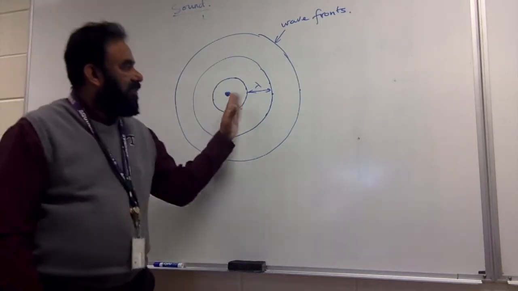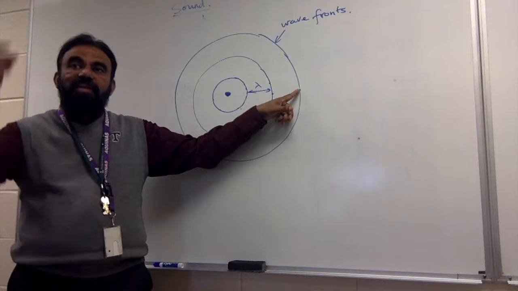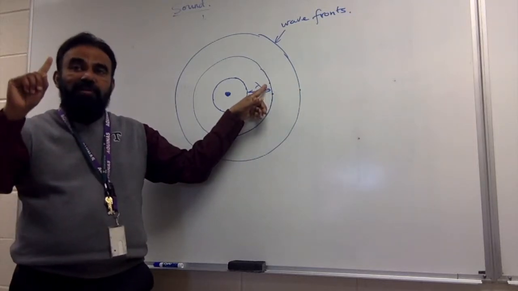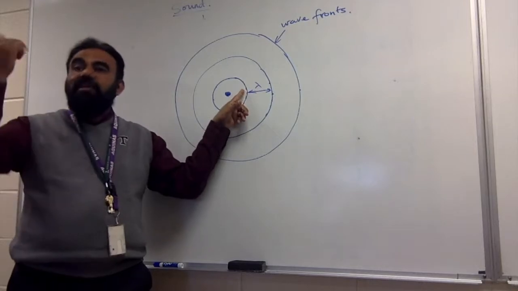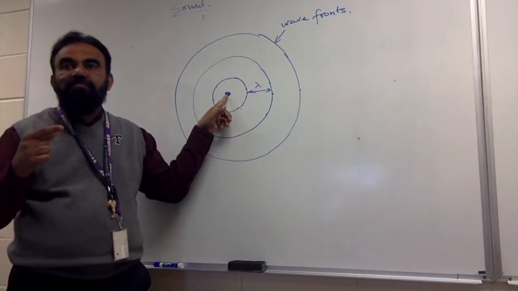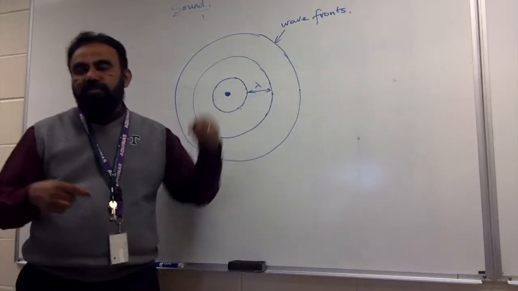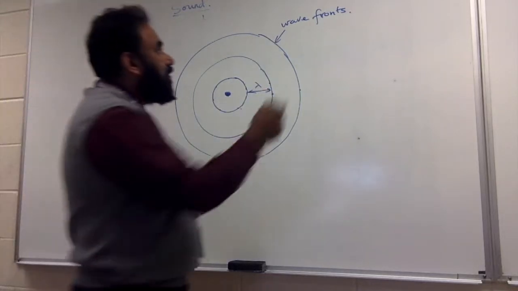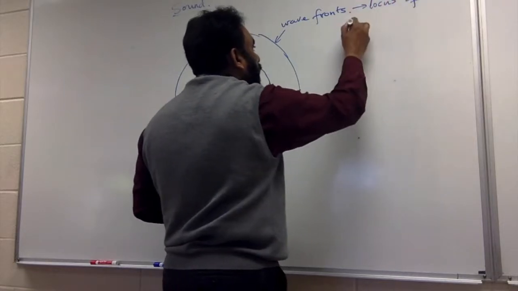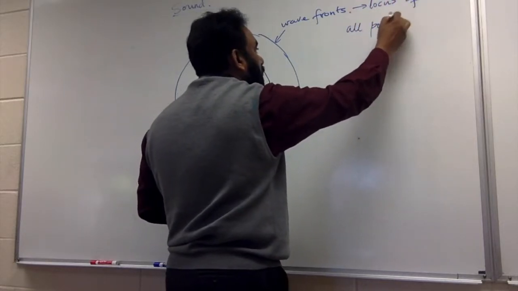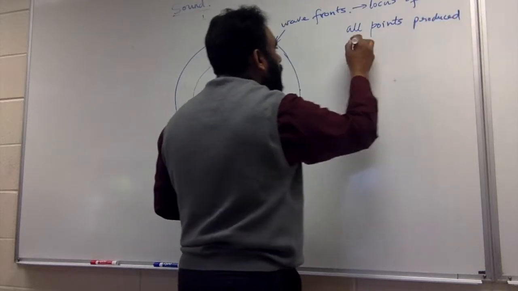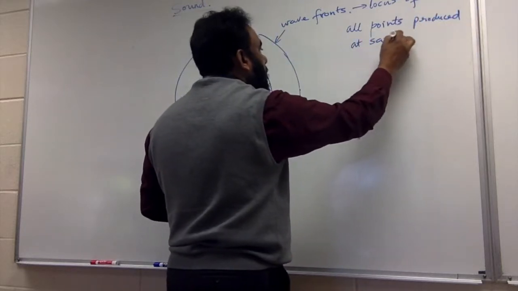So you can see that this is the one which I produced initially. This is the next compression I produced after one time period. This is the next one I produced after the next time period, and so on. This is one being produced just then. So these are all called wavefronts. What's a wavefront? Wavefronts are the locus of all points produced at the same time.